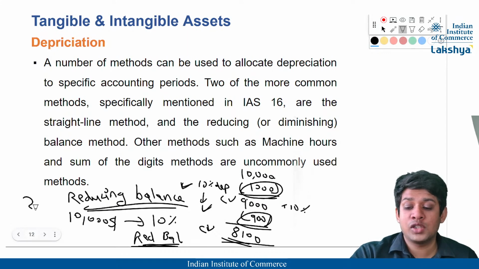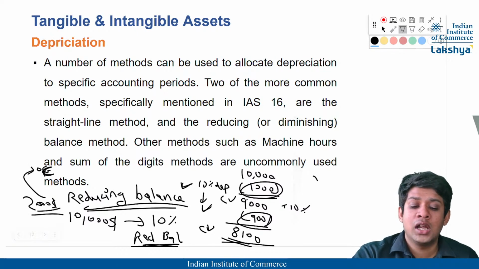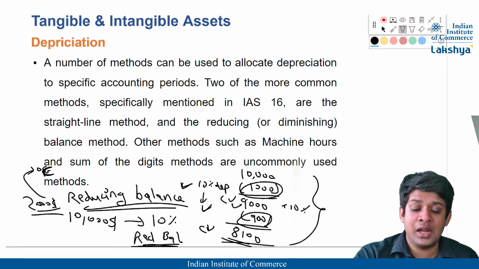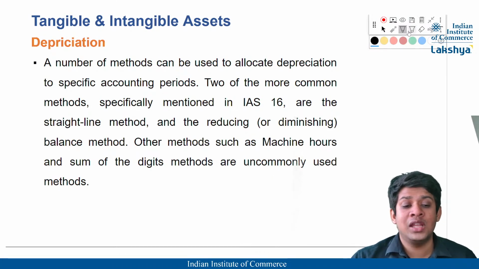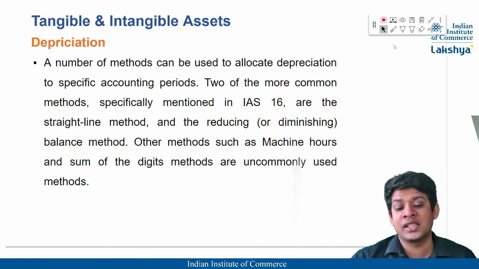In the previous example, it was $2,000 per annum, which was a fixed value, because it was calculated on the original cost. But here it is calculated on a reducing balance basis. That means whatever is the remainder balance, on that you will calculate 10%. So both these methods are available, and only these are examinable.